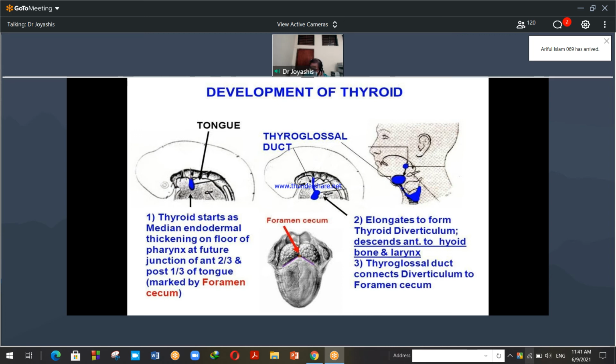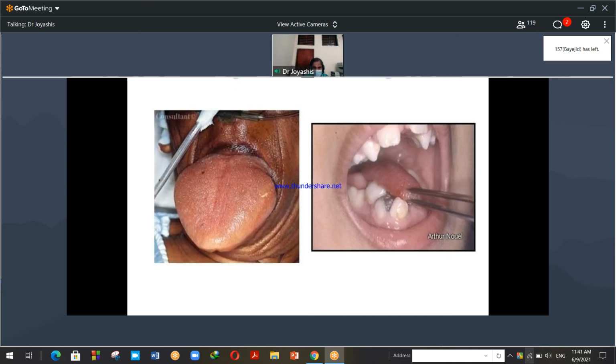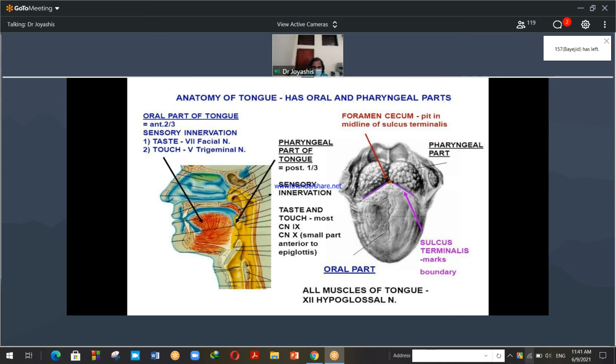As we already discussed about the nerve supply of the tongue, multiple cranial nerves are involved in the innervation of the tongue. All of the tongue muscles are innervated by the hypoglossal nerve, the 12th cranial nerve, except for the palatoglossus, which is innervated by the pharyngeal plexus of the vagus nerve.